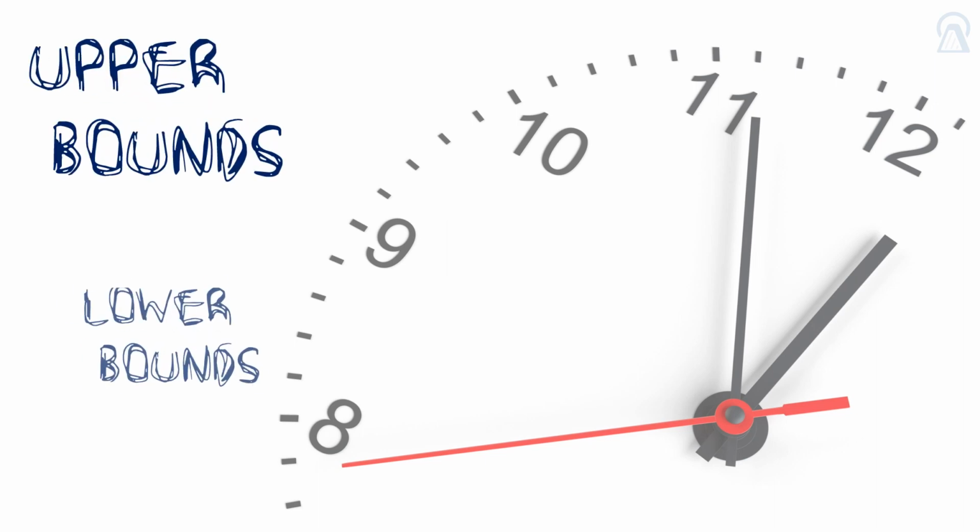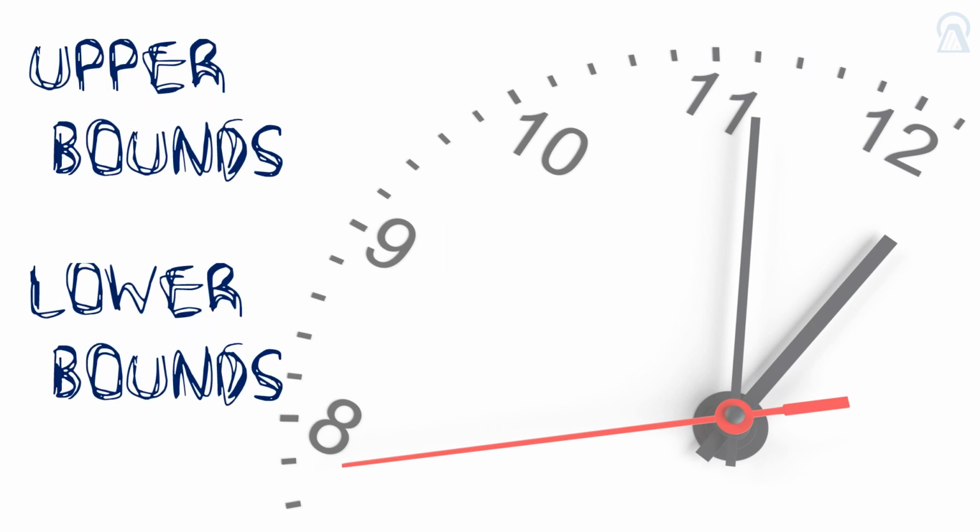Upper and lower limits represent the range within which a measured value is expected to fall. This range is determined by considering the precision and accuracy of our instruments and the inherent variability in the process being measured.